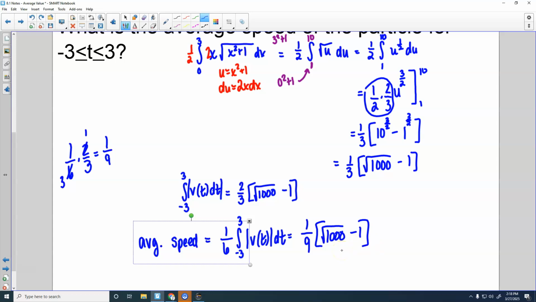And if they gave this to you calculator inactive, it would have to be some sort of answer choice like this. You wouldn't be able to get a whole number. They might do the same sort of problem but give you numbers that you could plug in to get a whole number out. If I do 1/9 times the square root of 1,000 minus 1, I get 3.4025, which I think is what we had when we did it with the calculator.